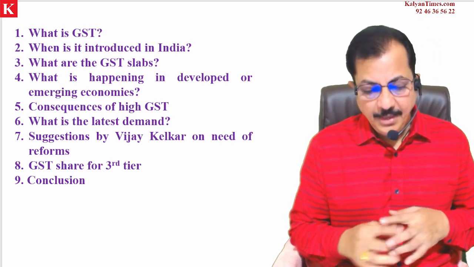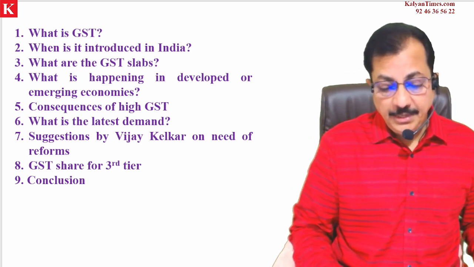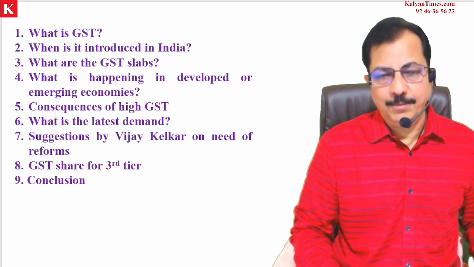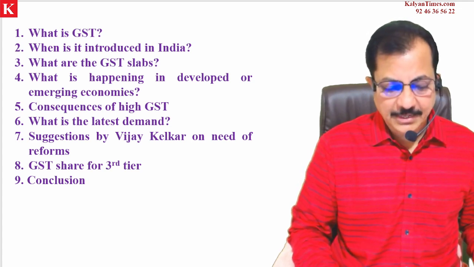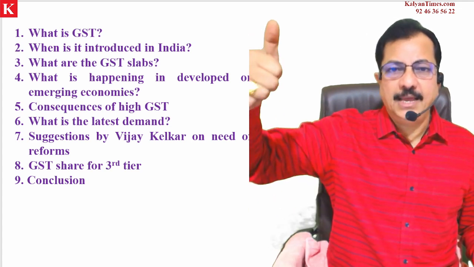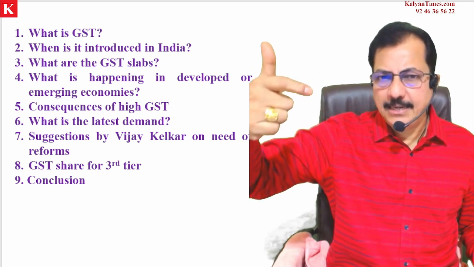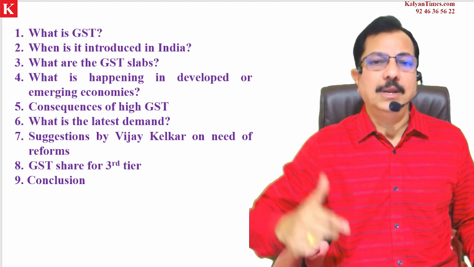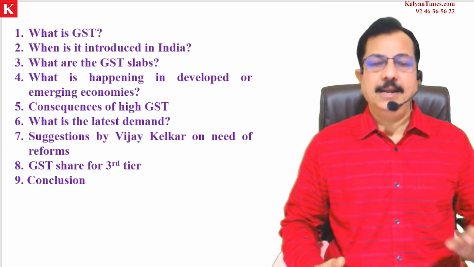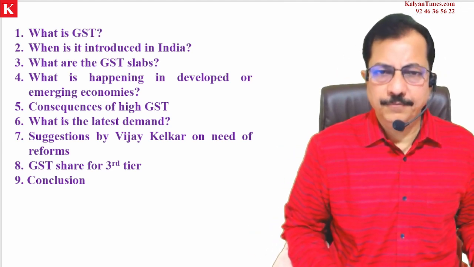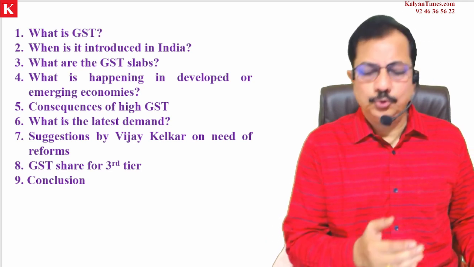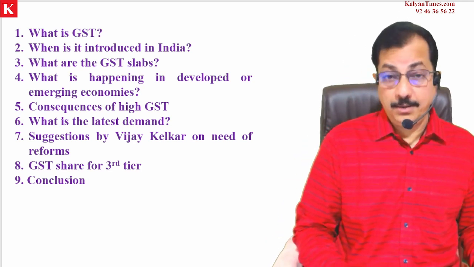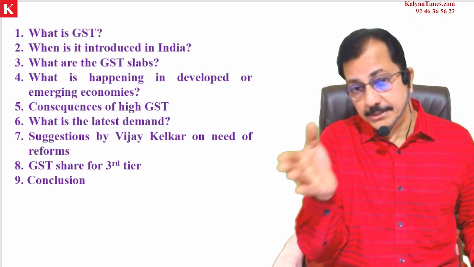Clear? And eighth point, he suggested the share for the third tier governments. Am I clear? Third tier government means what? First tier union government, second tier state governments, third tier, right? So the local governments. Clear? And what will happen if you introduce these reforms? So that you need to write in conclusion, and the conclusion should always be positive in nature.